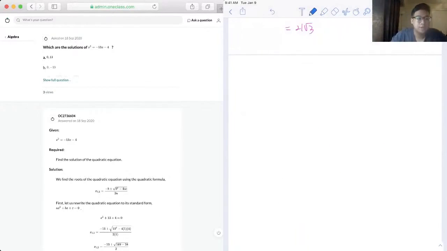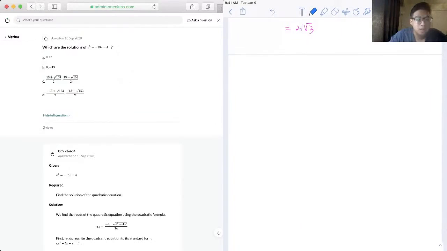So our next question is asking us to find the solutions of x squared is equal to negative 13x minus 4. All right.